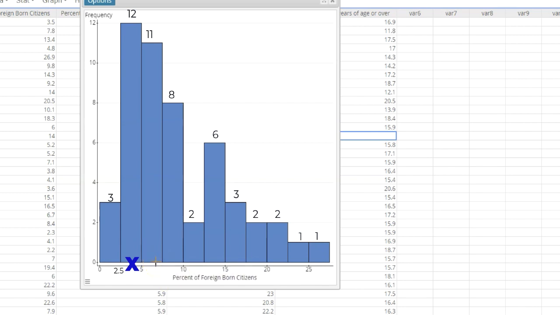We don't know exactly what the percentage is because we don't have that information in the histogram, but we know it's going to be somewhere right in here.